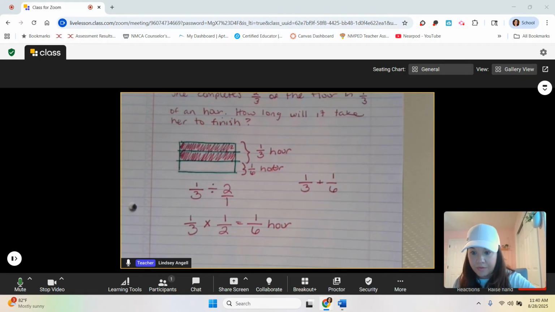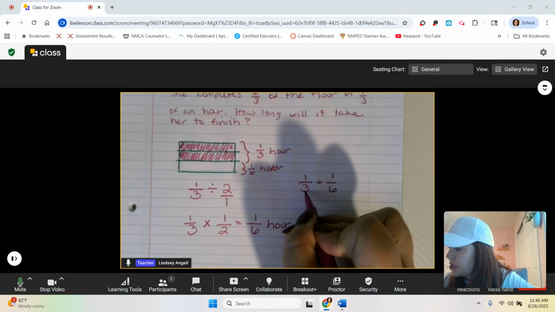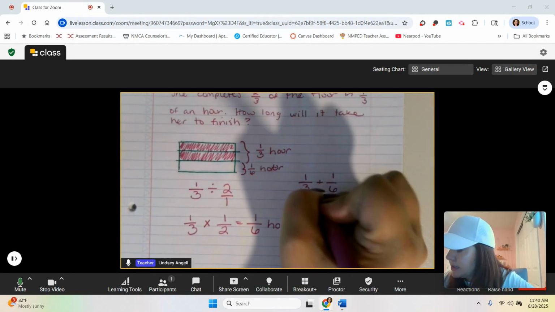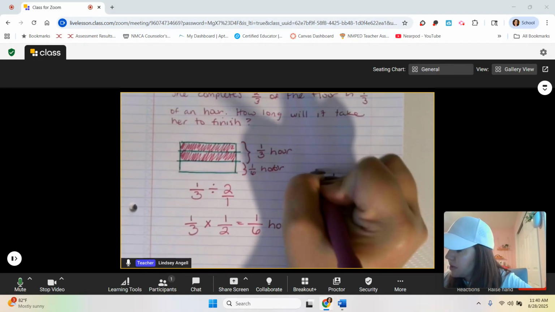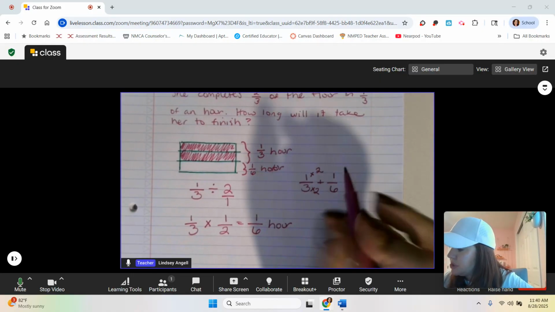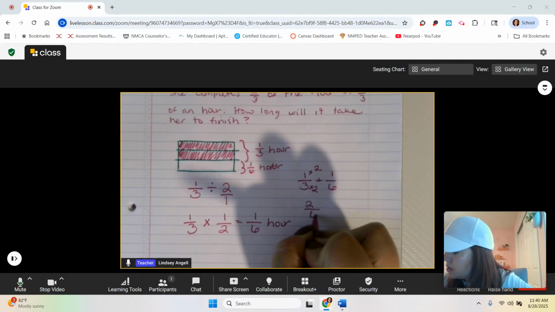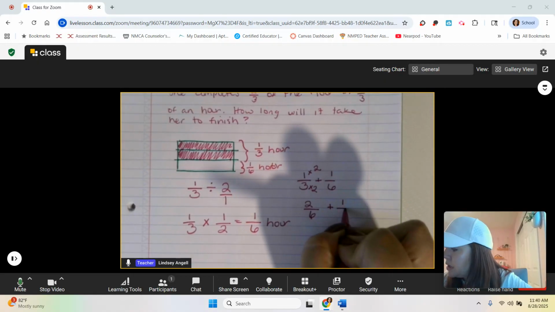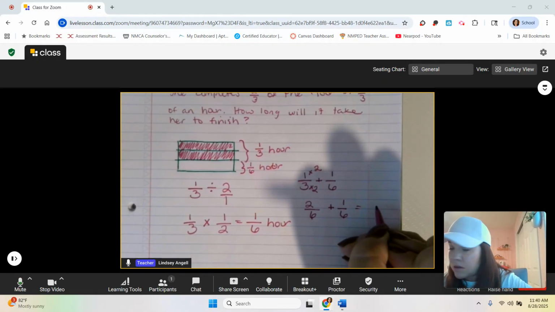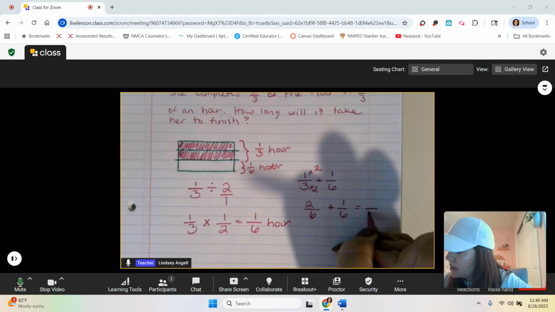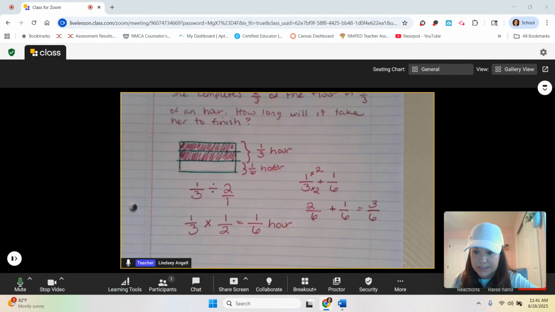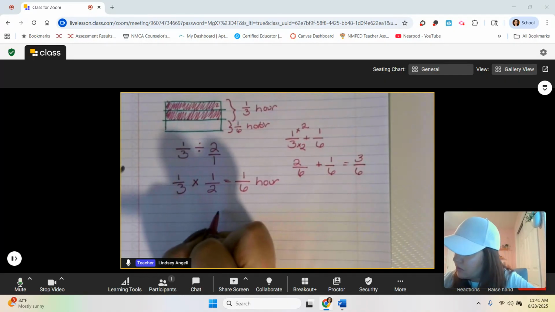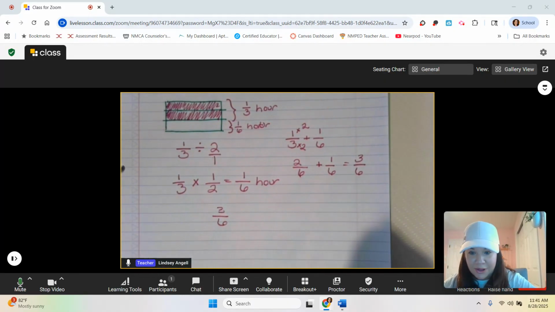Well, in order to add fractions, we have to have a common denominator. So I can change my 3 into 6's really easily by multiplying by 2. Whatever I do to my denominator, I have to do to my numerator. So 1 times 2 is 2, 3 times 2 is 6, plus 1/6. Now that I have a common denominator, I can add my numerators, giving me 3/6. But what is 3/6 reduced to? Look at all this math we're doing, combining all our lessons.